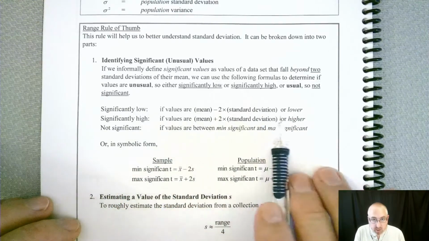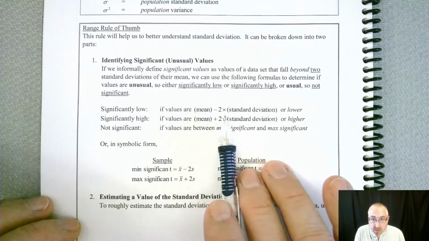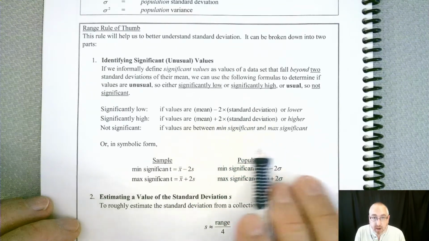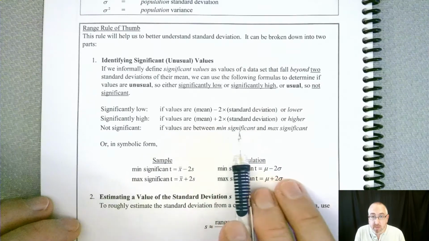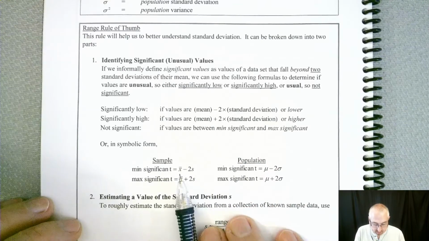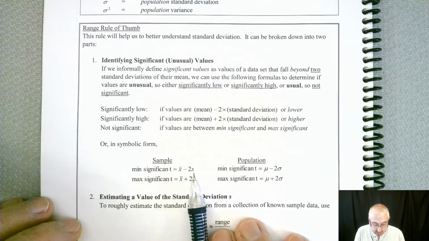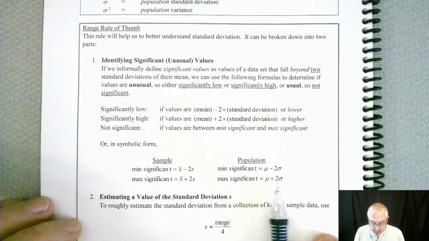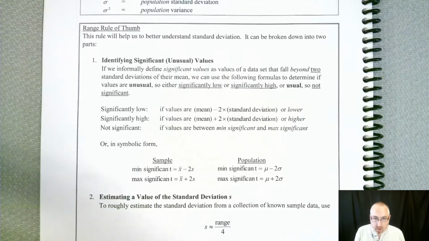So in words, you can kind of see what we got going on here. We have the mean minus 2 times the standard deviation or lower, the mean plus 2 standard deviations or higher, and then not significant is between the minimum significant and the maximum significant. So in symbols, we got our different notations. We got our x bar minus 2s, x bar plus 2s, and then we got mu minus 2 sigma and mu plus 2 sigma. So we're going to see that in action more as we go throughout the course. So if you're not quite sure what's going on yet, you're going to see what I mean in the next example.